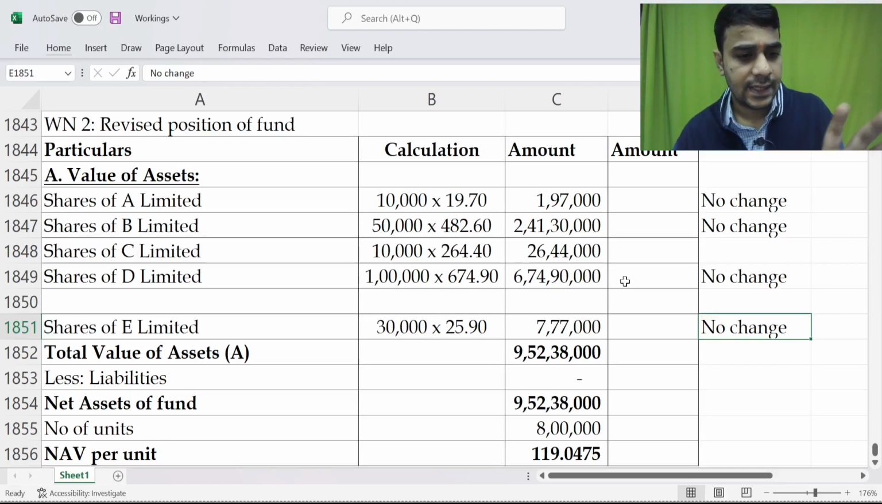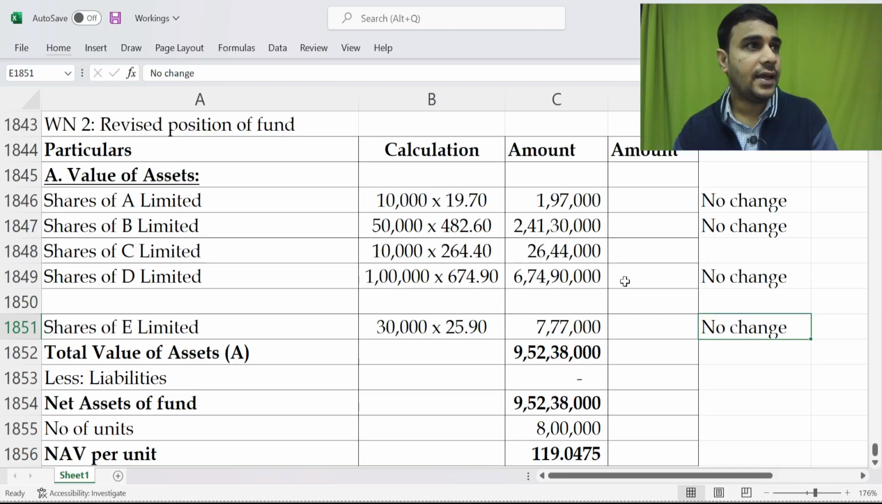Nothing on the liability side. Net assets of fund will go up. Number of units will go up. NAV per unit will remain same. Now, why does it remain same? NAV can change only if there are changes in the value of underlying asset or liability.